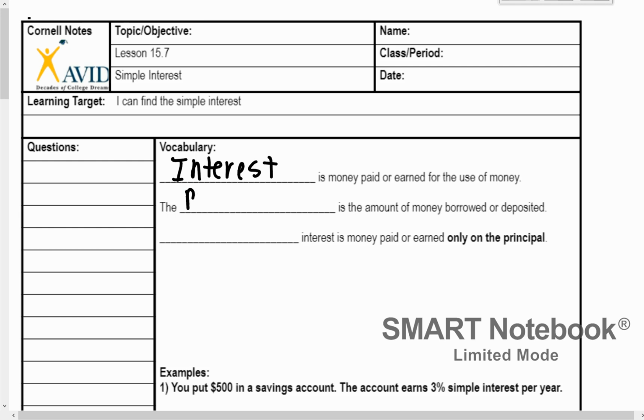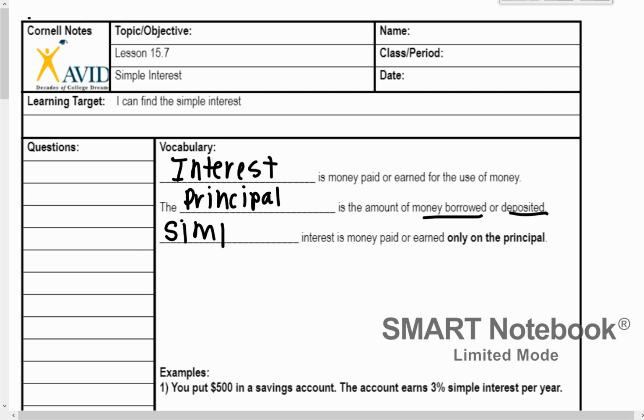The principal is the amount of money borrowed or deposited. A way that we positively see interest is bank accounts. If you keep your money in a certain bank, they have a super small interest that they will pay you to keep your money in their bank. It doesn't add up to a lot. I think mine is like 3 cents every time I get paid interest. It's not a lot, but it adds up over time. It's just an incentive to keep your money in the bank. So that's interest and that's what the principal means.